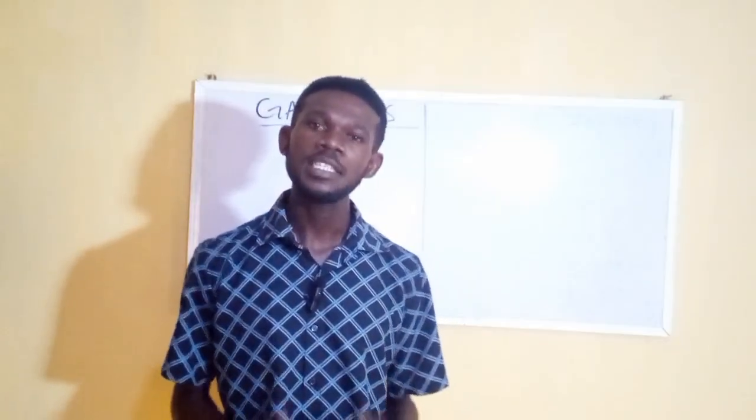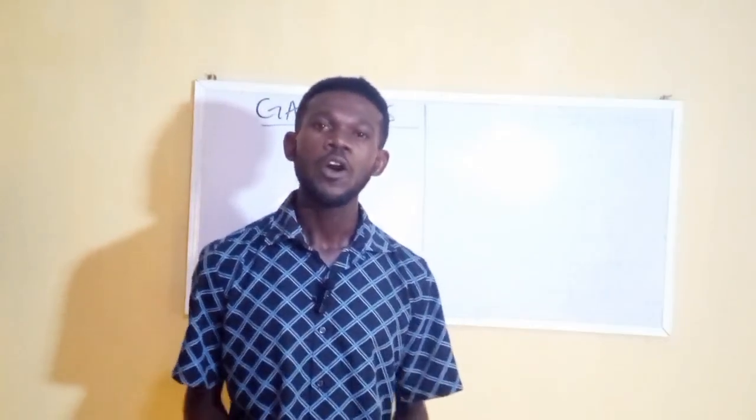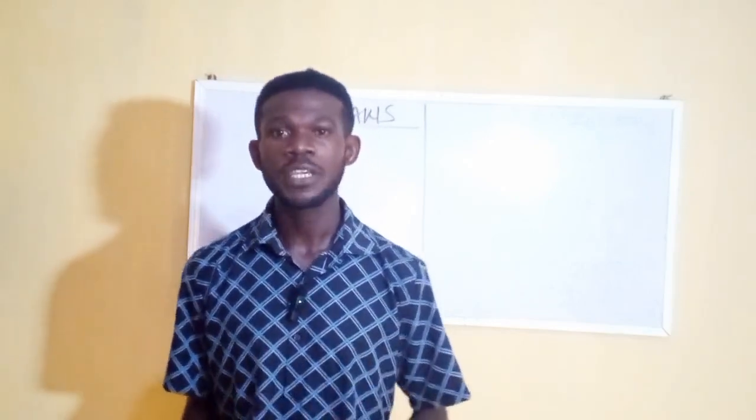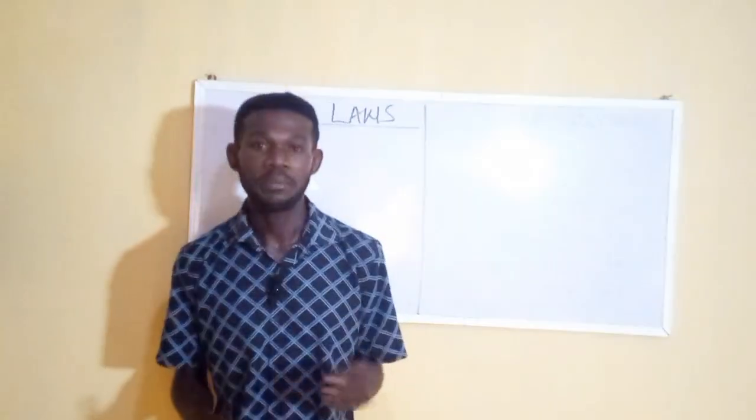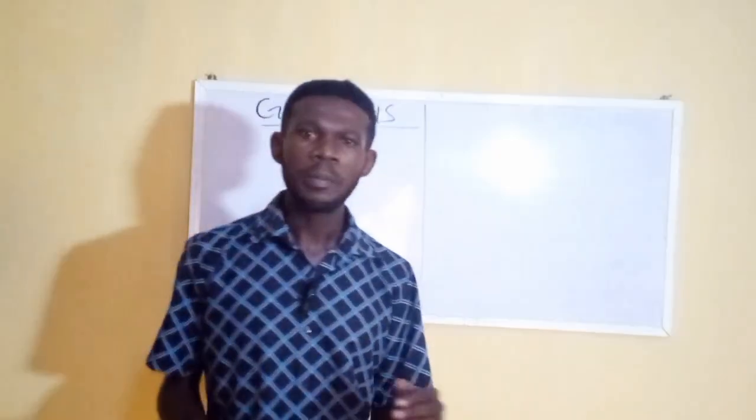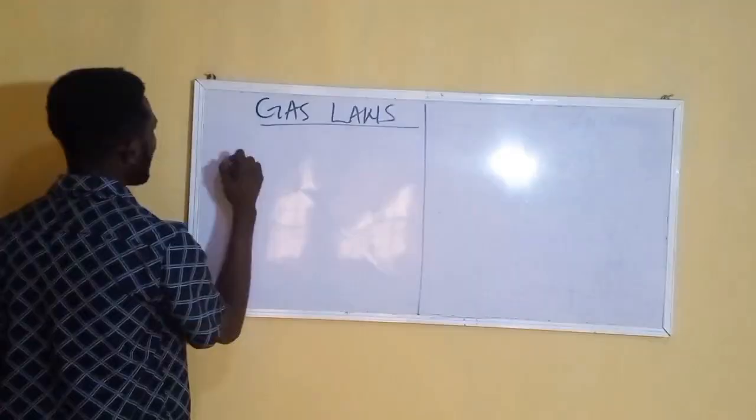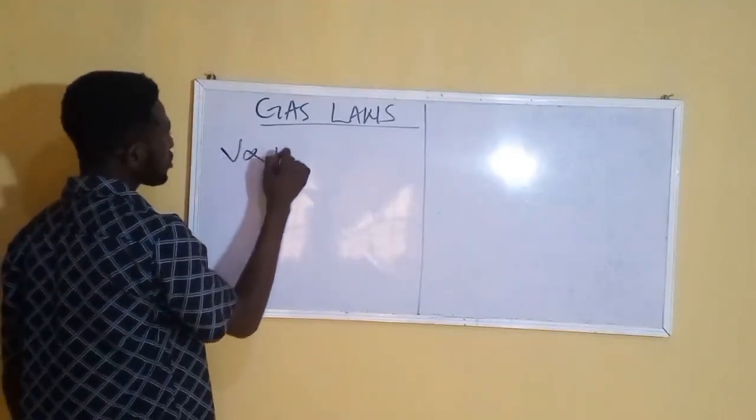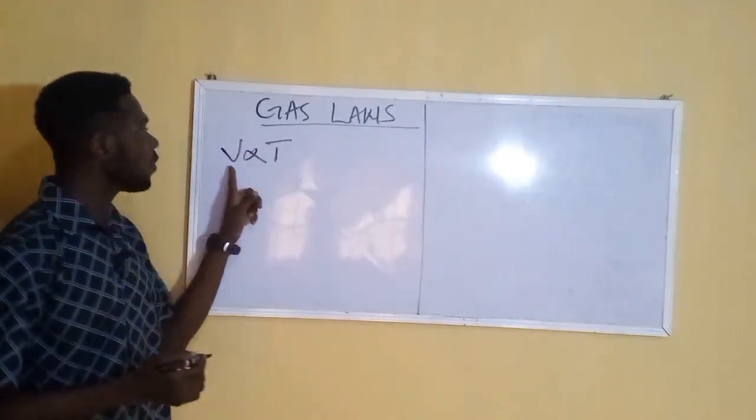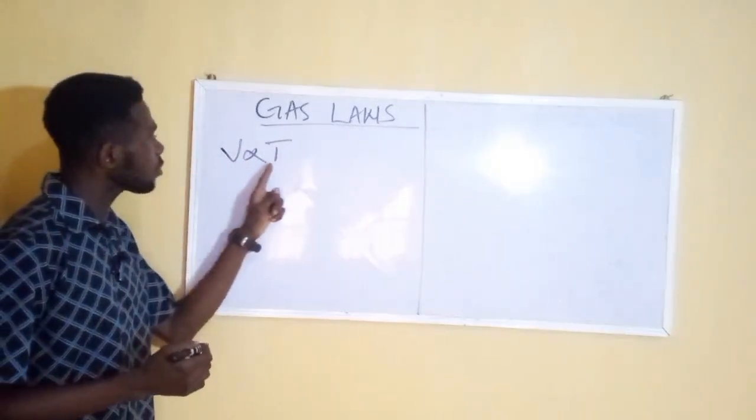Charles' law states that the volume of a given mass of gas is directly proportional to its absolute temperature, provided that the pressure is kept constant. I repeat, the volume of a given mass of gas is directly proportional to its absolute temperature, provided that the pressure is kept constant. Now that we have this in mind, let's talk about the mathematical representation of this law. We have V directly proportional to T, that is, the volume of a given mass of gas is directly proportional to temperature.